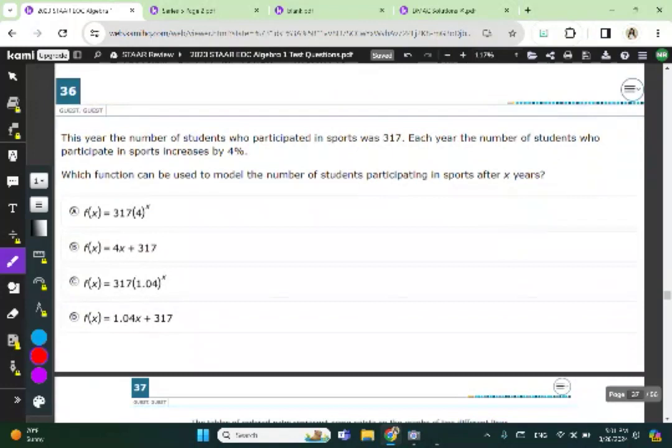Number 36. This year, students who participate in sports was 317. Each year, the number of students who participate in sports increases by 4%. Which function can model the situation? We're talking about increasing by a percentage, so this is an exponential. You can get rid of any equation that doesn't represent exponential. Now, your initial value is 317. Both of these have a 317.